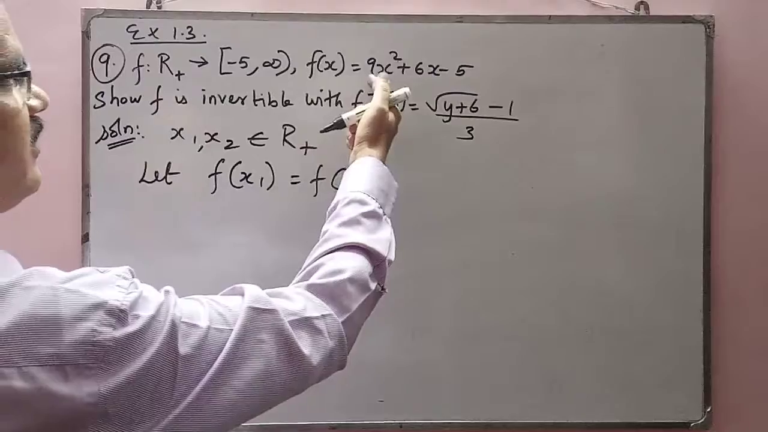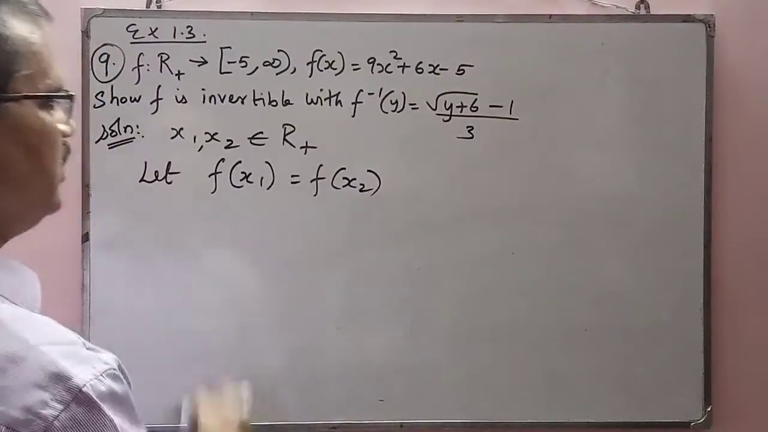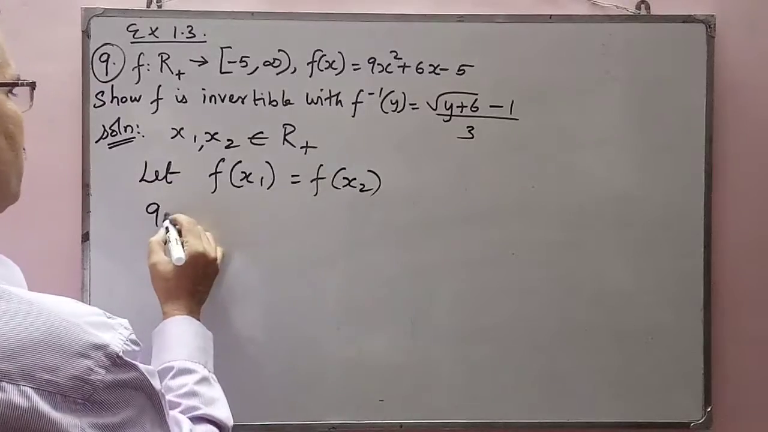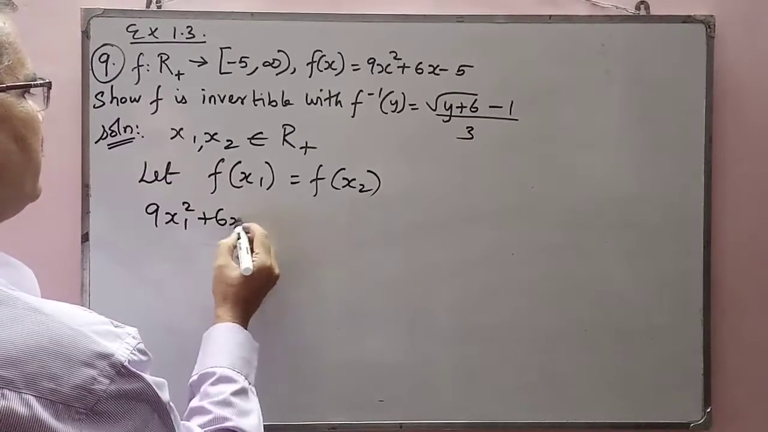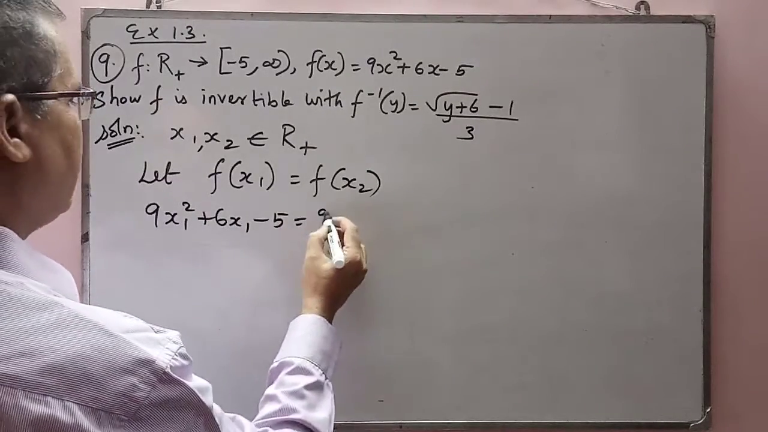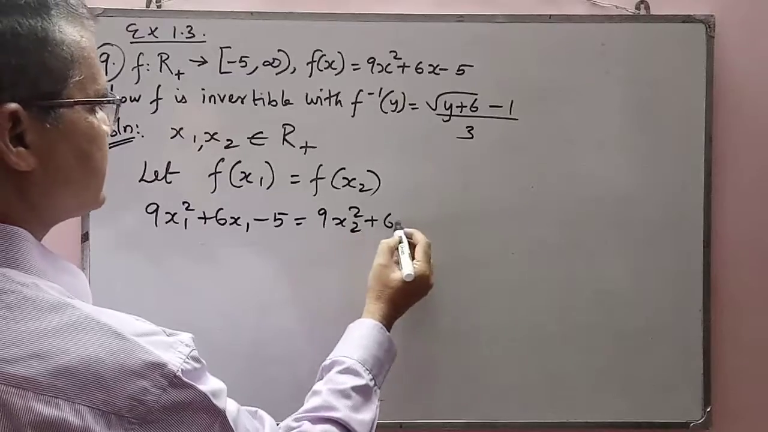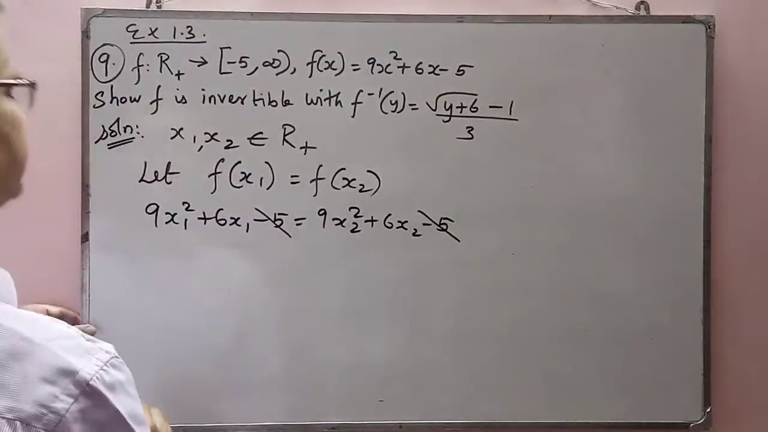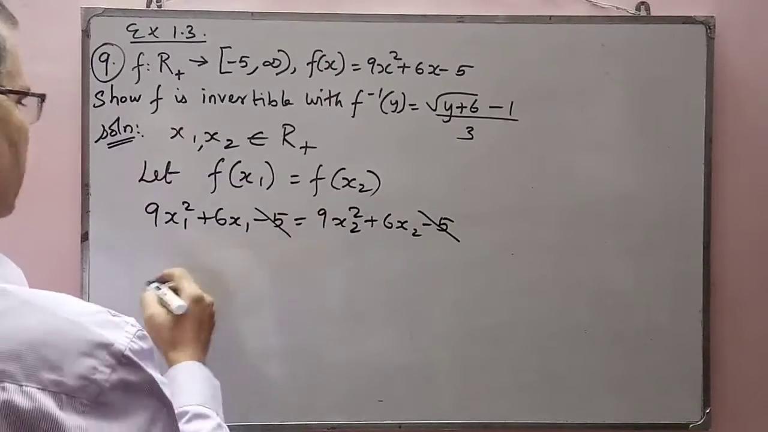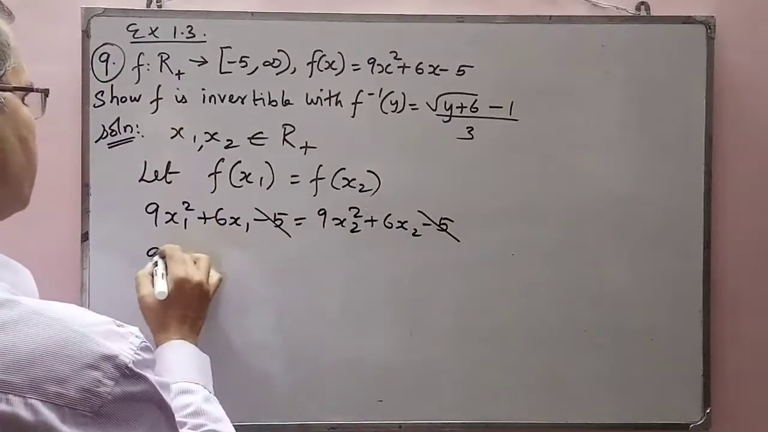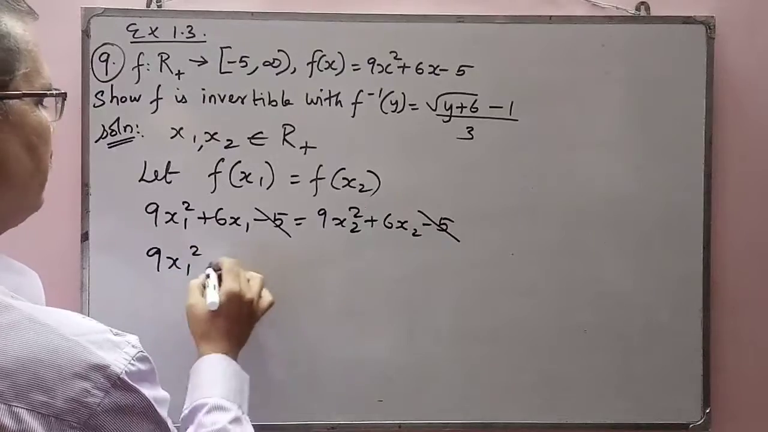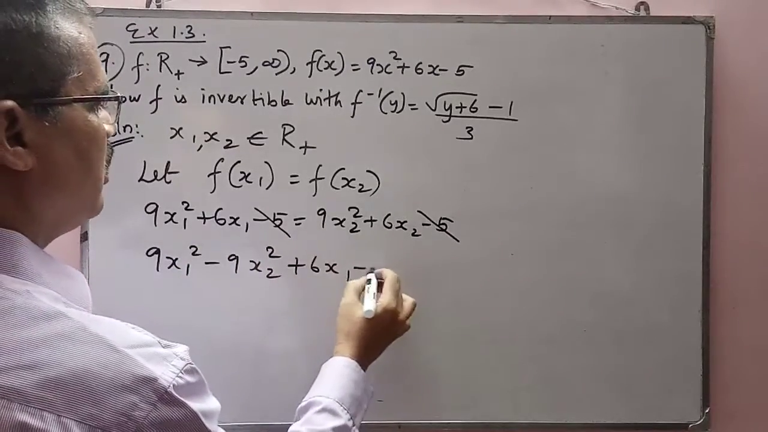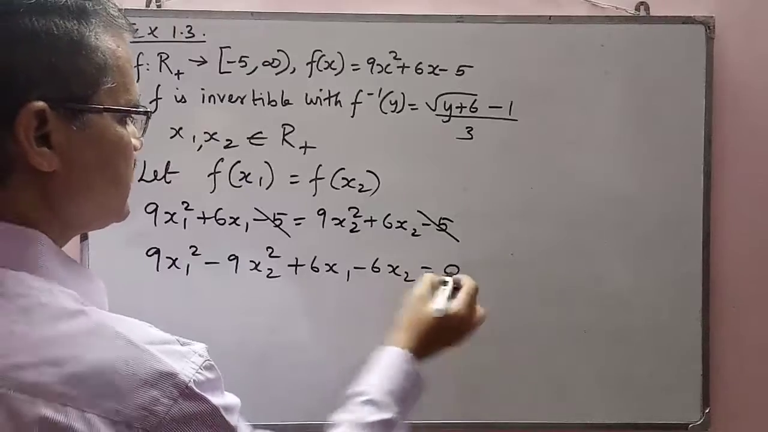So f of x is given as 9x squared plus 6x minus 5. Now as we are going to take x1, you change x to x1. So you have 9x1 squared plus 6x1 minus 5 equals 9x2 squared plus 6x2 minus 5. Negative 5 and negative 5, you can remove that. Now bring everything to one side: 9x1 squared minus 9x2 squared plus 6x1 minus 6x2 equals 0.